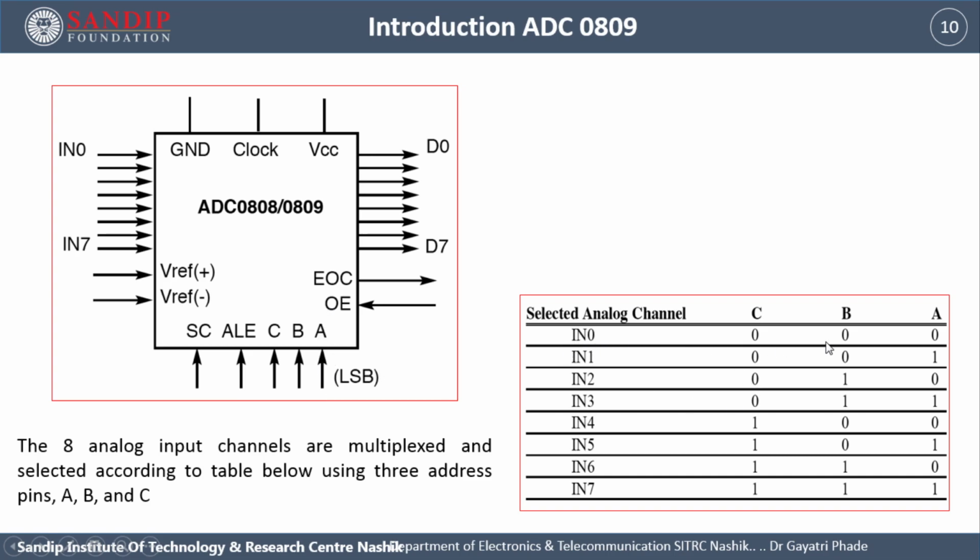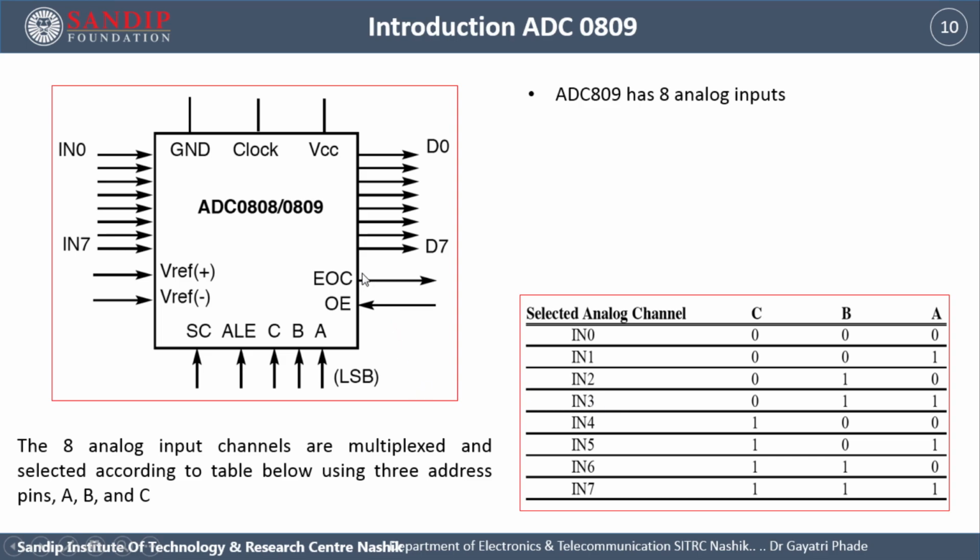To select IN0, the bit positions of A, B, C should be 0, 0, 0. Then channel 0 will be selected. With bit positions 1, 0, 0, channel 1 will be selected, and likewise to select channel 7, we make all the bits 1, then channel 7 will be selected. So wherever you are connecting your analog input, select that particular channel by making these bits 1 or 0 according to the channel we are going to select.